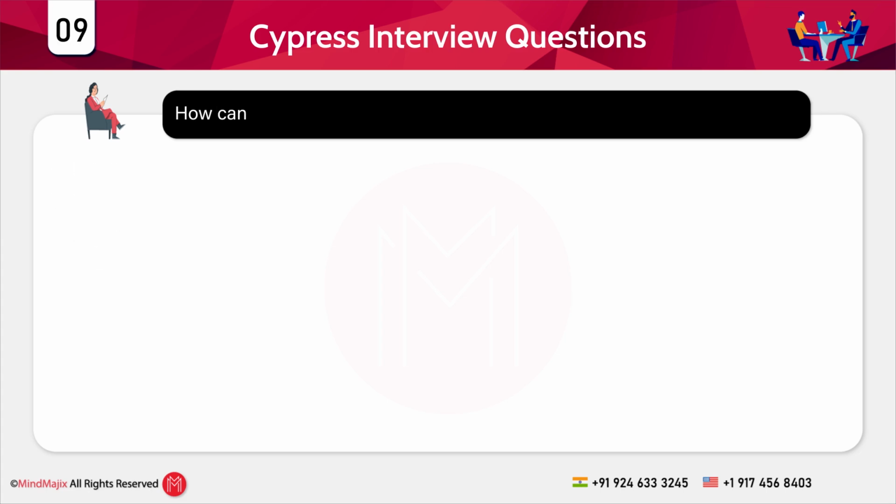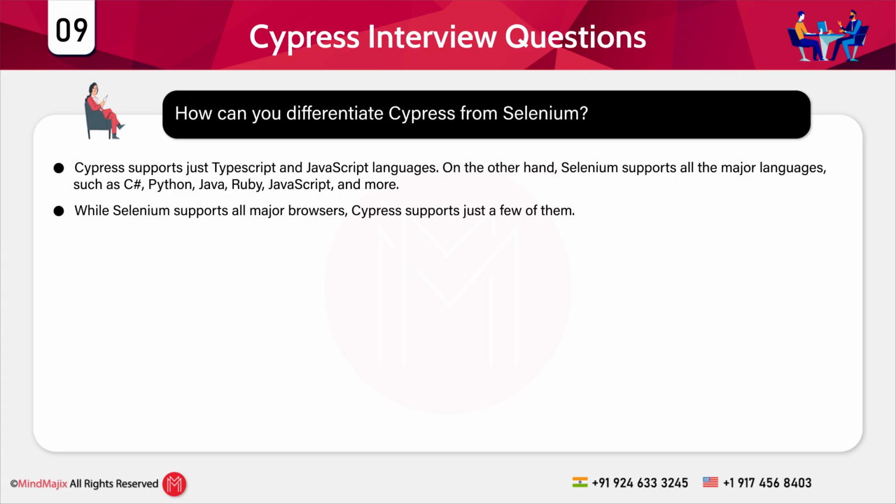The next question is, how do you differentiate Cypress from Selenium? Okay, so Cypress supports TypeScript and JavaScript languages, and on the other hand, Selenium supports all of the major programming languages such as C#, Python, Java, Ruby, JavaScript, and so on. So while Selenium supports all of the major browsers, Cypress supports just a few of them. In Selenium, the configuration is difficult, whereas in Cypress, you can find ready-to-use frameworks. So these were some of the critical differences between Cypress and Selenium.